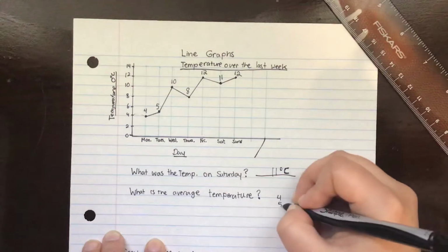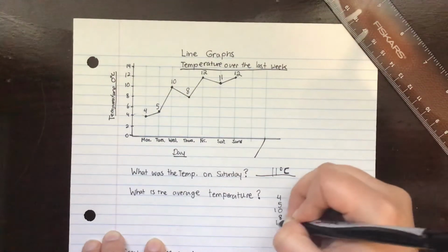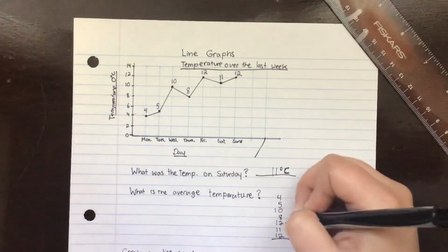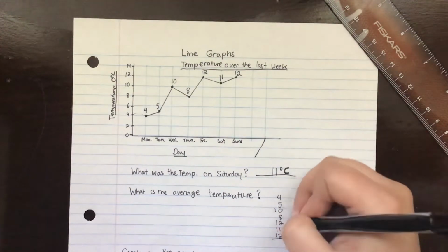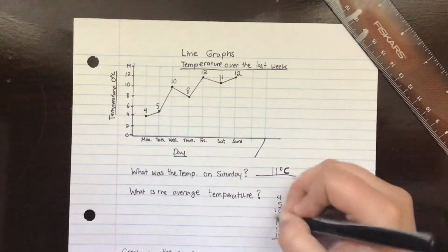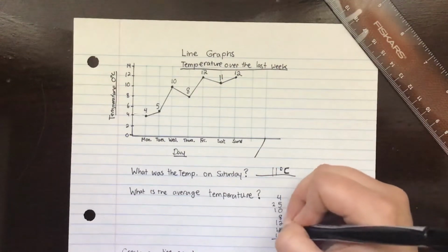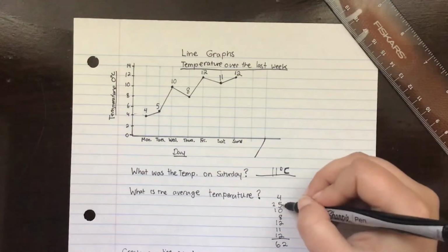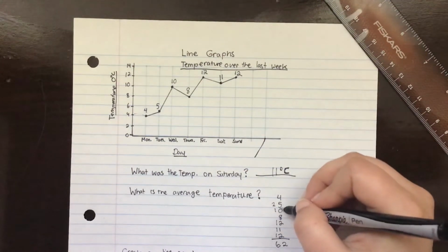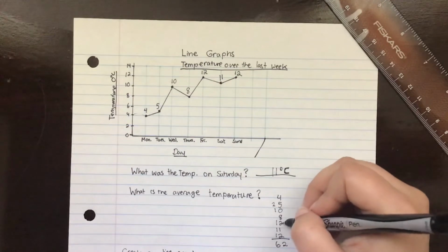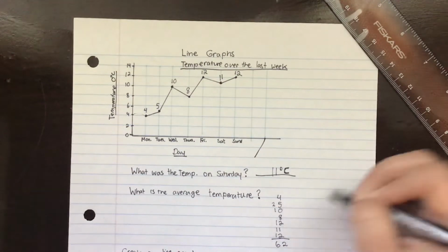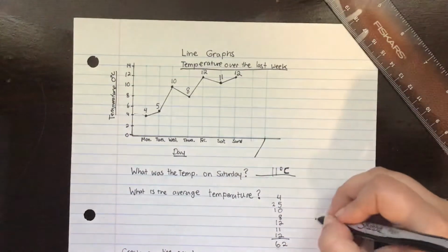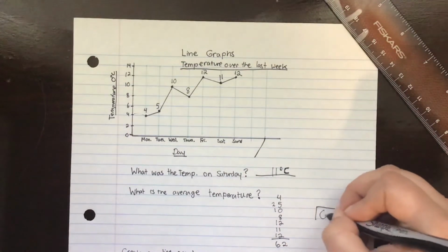4, 5, 10, 8, 12, 11, 12. So 10, 20, 22. 1, 2, 3, 4, 5, 6. 62 is the number I get. I'm just going to check that again. 4 plus 5 gives me 9. 9 plus 8 gives me 17, 18, 19, 20, 21, 22. Good. So now that I have that number, I'm going to divide it by 62. Or sorry, I'm going to divide it by 7.